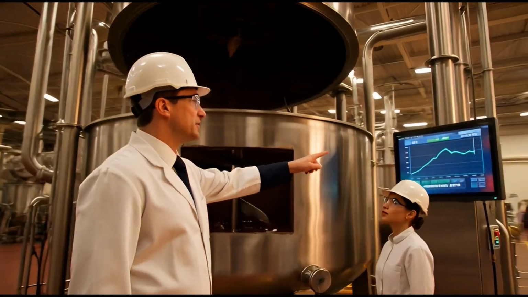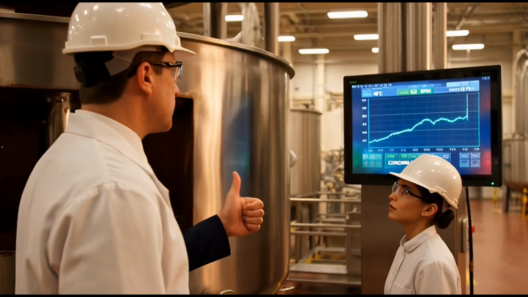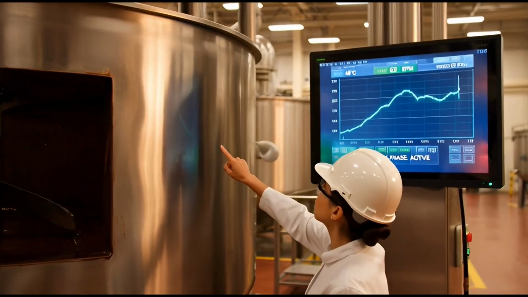The conching is active. Check the viscosity readings. The viscosity is optimal at 1.8. Temperature is stable. Will do. Screens are reflecting the data.